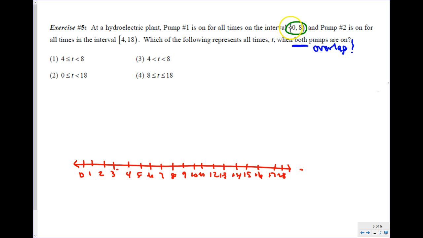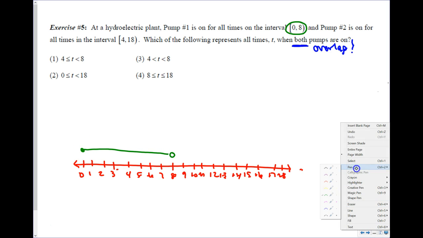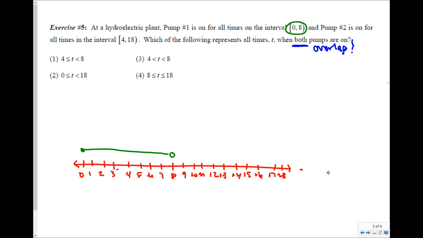It's got a hard bracket on the 0, so I know that 0 is included, so I'm going to make a closed circle. And it's got a parenthesis on 8, so I know that's an open circle. So there's my graph for the first one. Now I'm going to graph the second pump, which is on this interval. 4 is a closed bracket, so I have a closed circle on 4 and an open circle on 18. And now I'm going to look, where do these two graphs overlap? I'm going to use my pen and color over that. This is where the overlap happens.